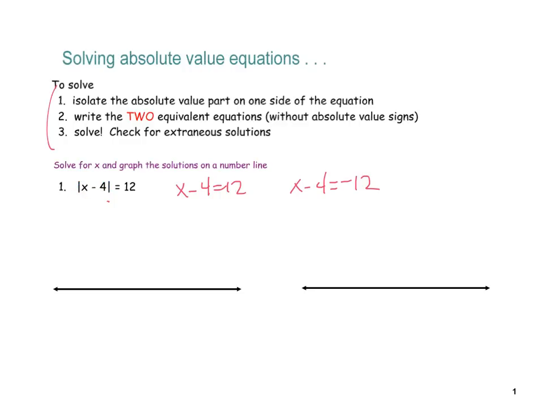We saw on the previous slide that if the distance has to be 12, what's inside could be 12, or it could be negative 12, because both of those have a distance from 0 of 12. That's why we can set it equal to both and solve for x, and why we have two possibilities. The one on the left, x is 16. The one on the right, x is negative 8. And we can graph that. Since it's just x equals, we do a closed circle at negative 8 and a closed circle at 16. That's how we solve in general.